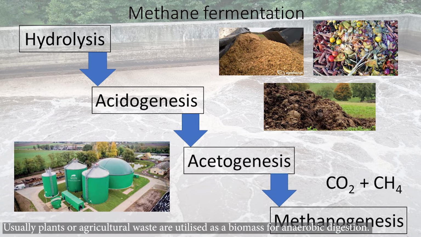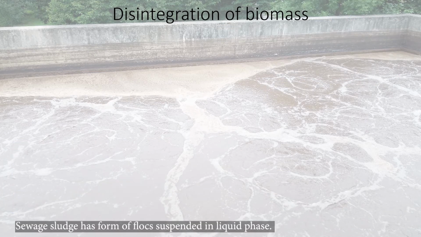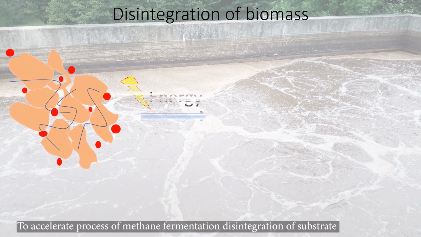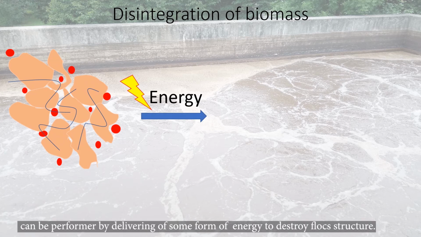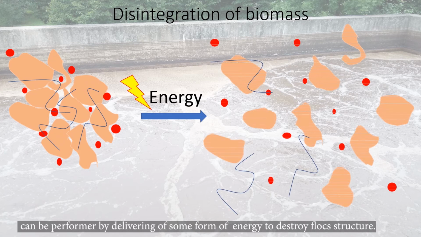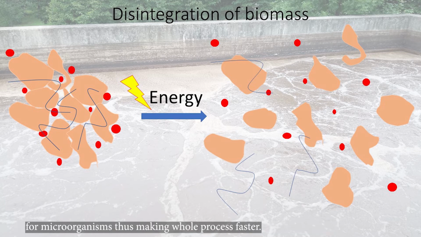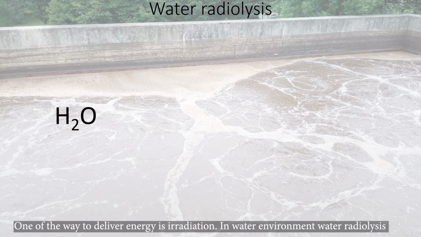Usually plants or agricultural waste are utilized as biomass for anaerobic digestion. But secondary sludge, as a biomass full of nutrients, can also be successfully used as a substrate for methane fermentation. Sewage sludge has the form of flocks suspended in a liquid phase. To accelerate the process of methane fermentation, disintegration of the substrate can be performed by delivering some form of energy to destroy the flocks' structure. That releases more nutrients into the water phase, making them more available for microorganisms, thus making the whole process faster. One of the ways to deliver energy is irradiation.